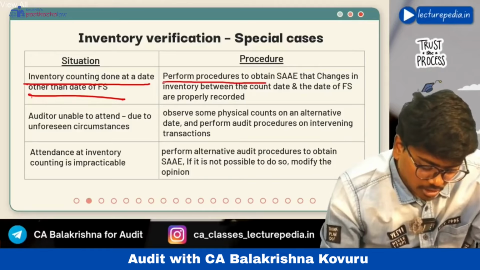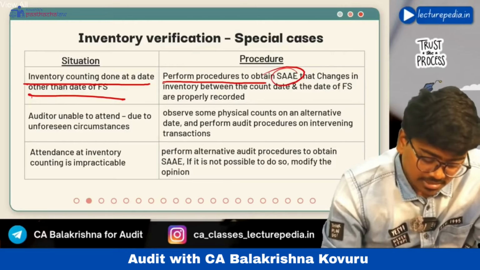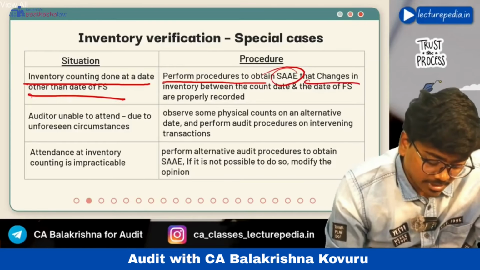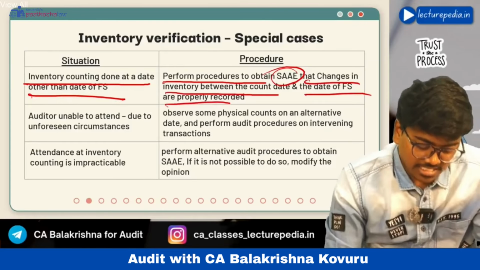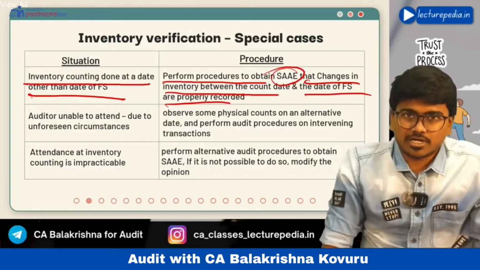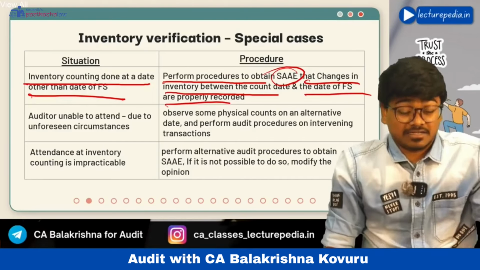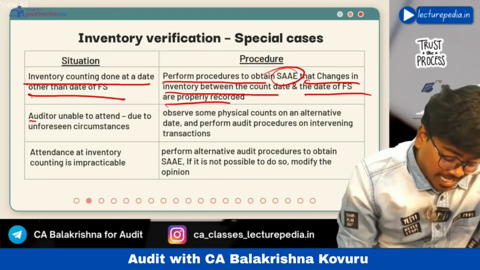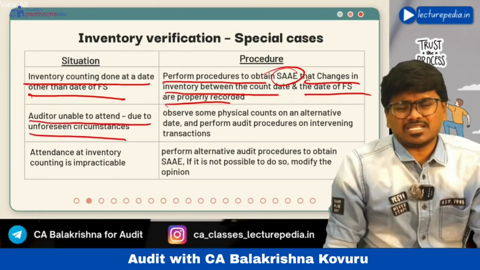Perform procedures to obtain sufficient appropriate audit evidence that changes in inventory between the count date and the date of financial statements are appropriately recorded or not. Okay, next situation: the auditor is unable to attend due to unforeseen circumstances.